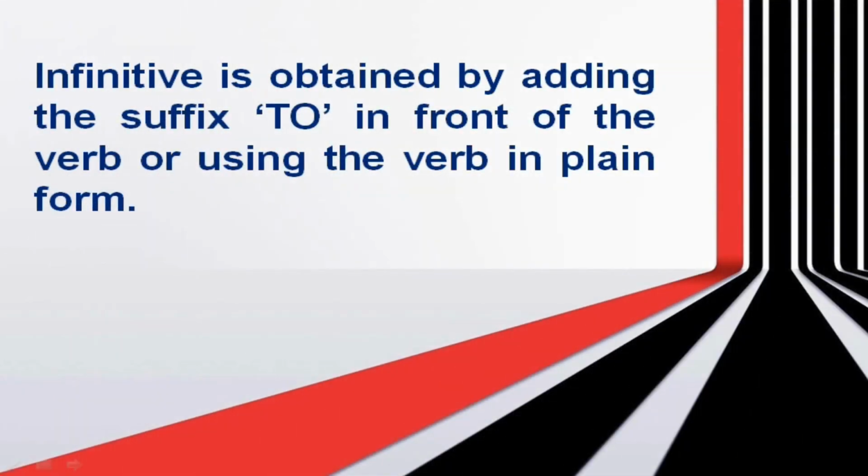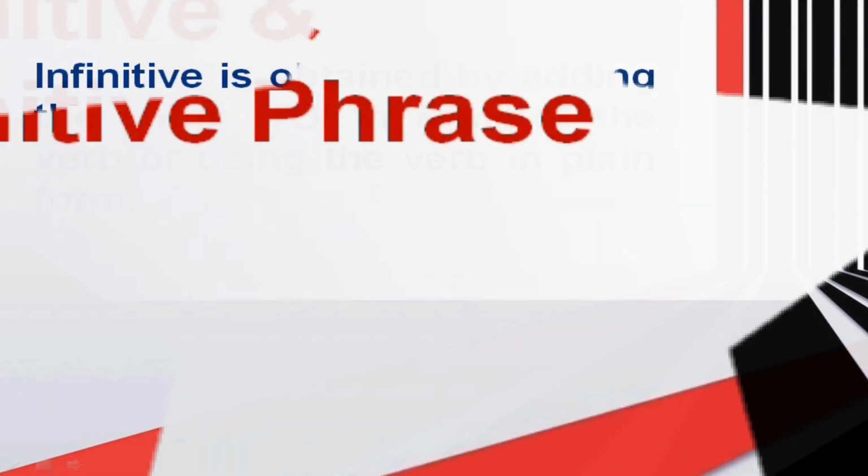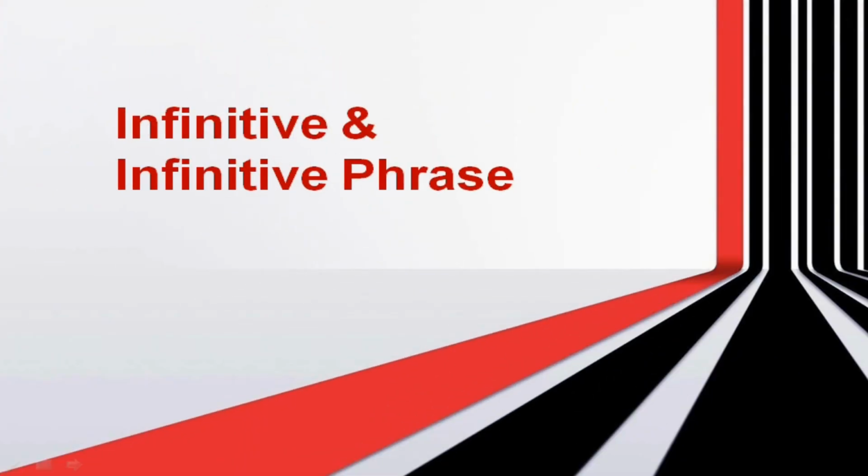Now, let's have the conclusion. Infinitive is obtained by adding the word to in front of the verb or using the verb in plain form. In this video lecture, I explained infinitive and infinitive phrase.